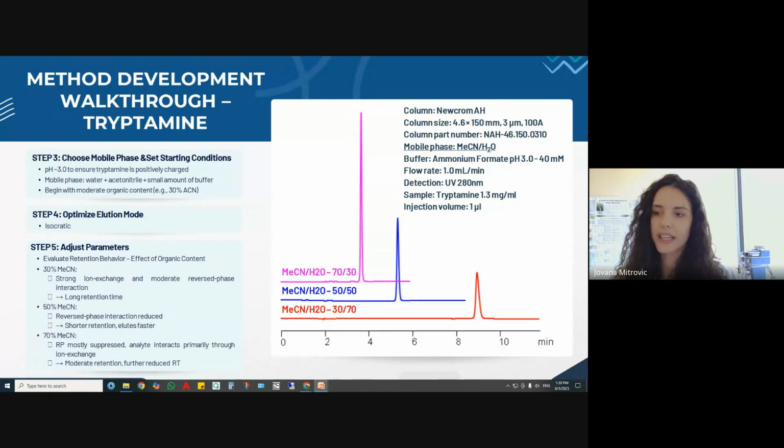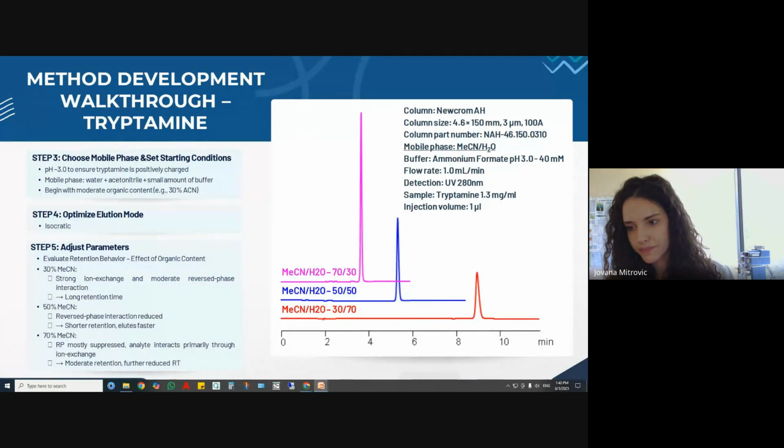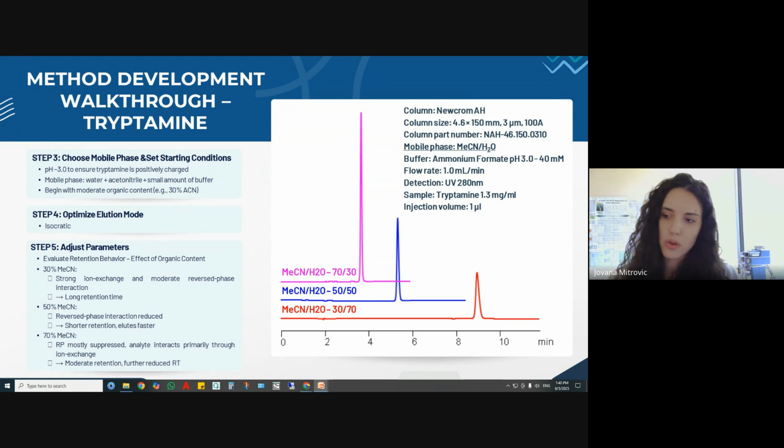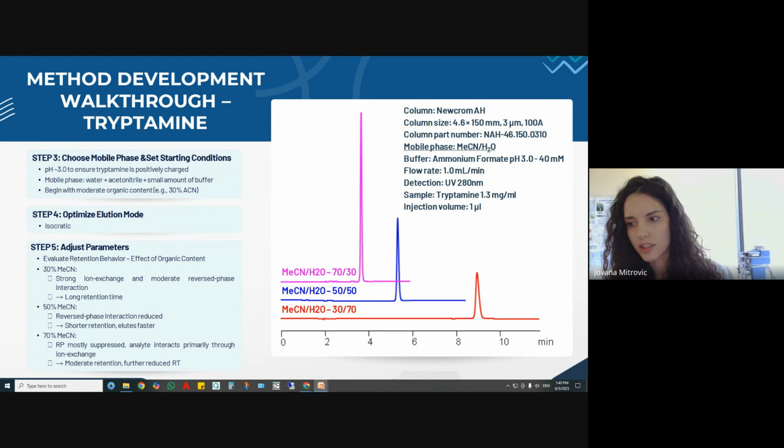From here, we can start tweaking the organic percentage, testing 50% organic and even 70% acetonitrile to see how this affects retention. Increasing organic content reduces reverse phase interactions, as we can see here on the chromatograph, helping us find the right balance between retention and runtime. And we can conclude here that 50% acetonitrile is the most ideal retention time for this compound and column, not too short and not too long.